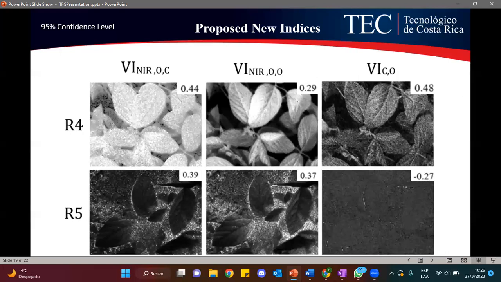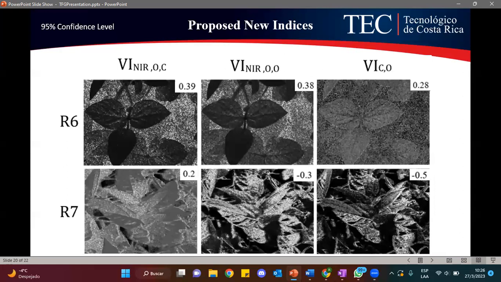The same thing goes on for R6, which is also a middle stage. You can see on the right side, there is a low correlation and there are not many visible features. But the first vegetation index, the combination between near orange and cyan, presents a higher level of detail and a higher correlation. And for R7, which is a late stage, again, the third vegetation index is the one with more visible features and higher correlation.